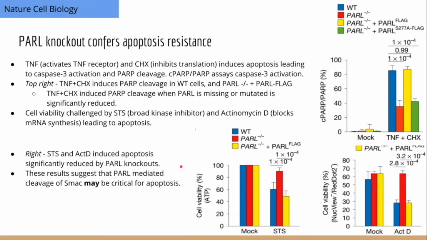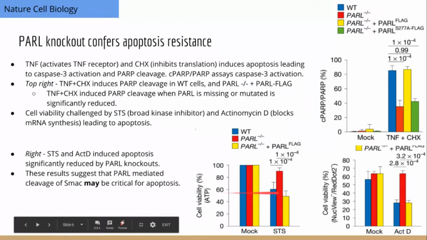The next question at this point is, does PARL-mediated Smac cleavage and dissociation from the membrane actually have any functional consequences for Smac's role in apoptosis? So in these two sets of experiments, they are looking at PARP cleavage. So C-PARP is cleaved PARP, and that's, again, a measure of caspase activity. And cell viability was assayed by ATP concentrations and nuclear morphology.